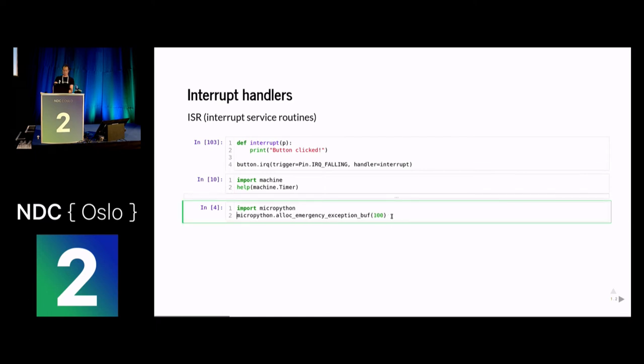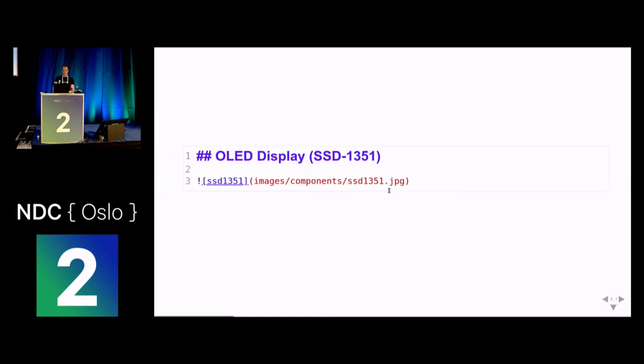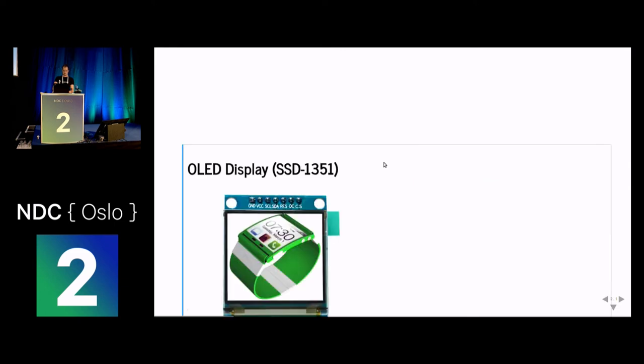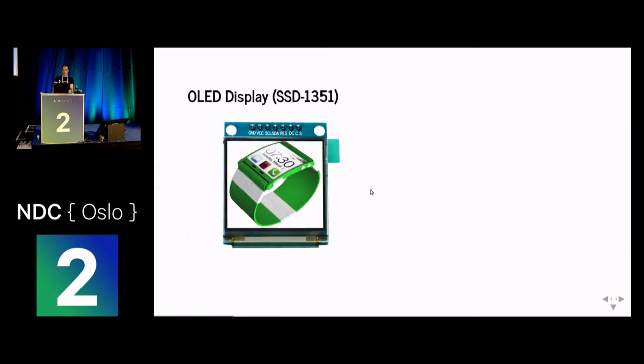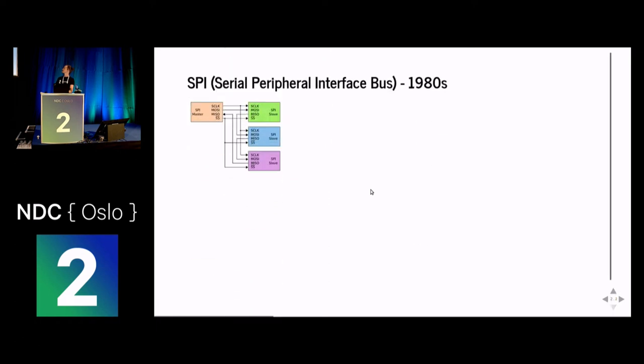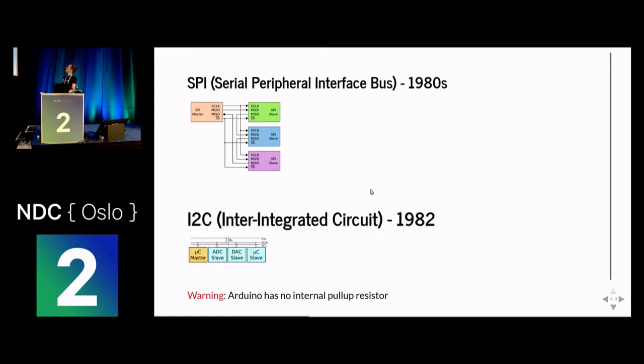Now let's look at the hardware. This is an OLED display. I got it from China. It's not very expensive. It runs on SPI, and SPI is a communication protocol. It's one of two. You have SPI and I2C, and they both run on the same pins on the microcontroller.